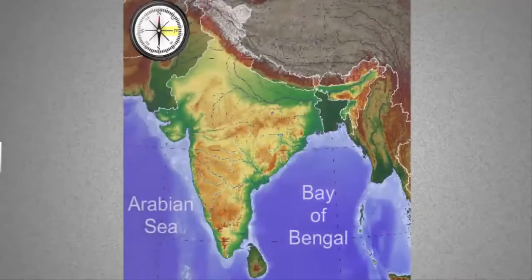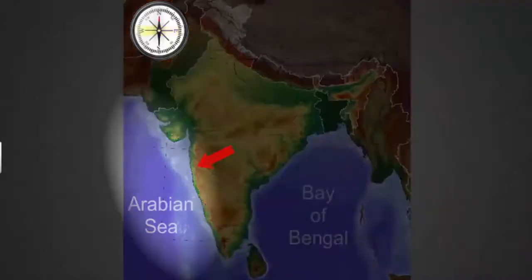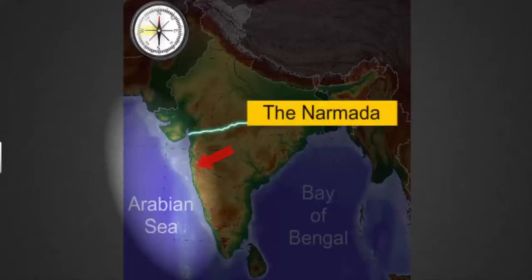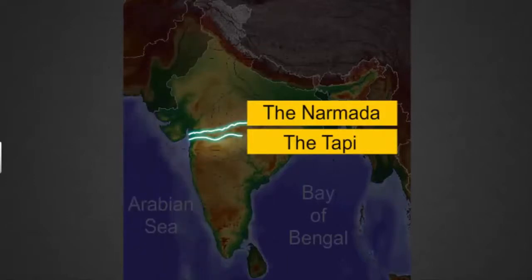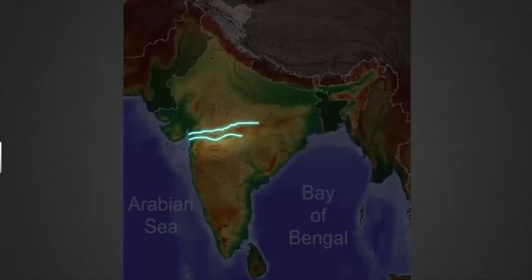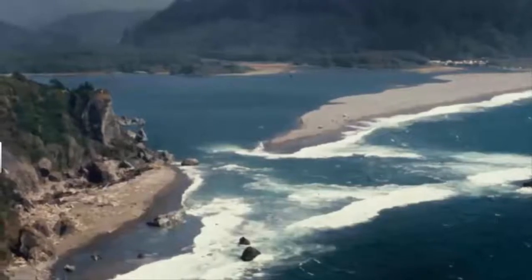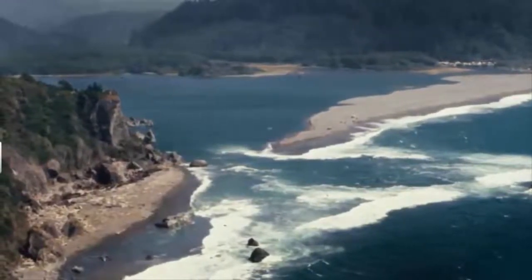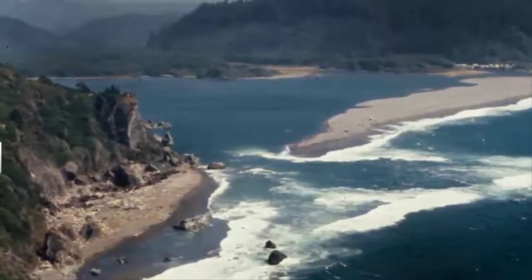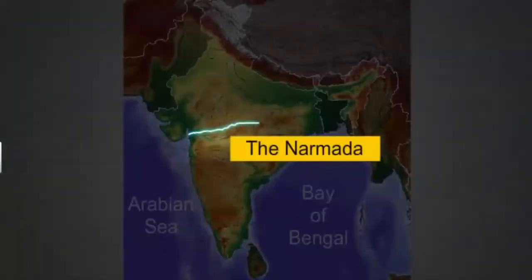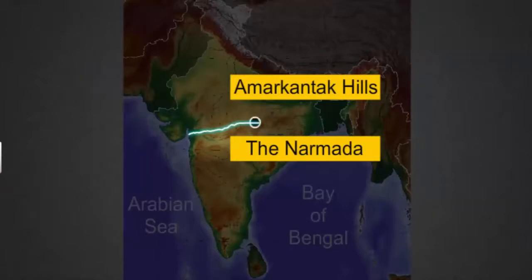On the other hand, the two major rivers that flow westward and drain into the Arabian Sea are the Narmada and the Tapi. Both these rivers also form estuaries along the western coast. Estuaries are coastal bodies of water formed by the ocean and have one or more rivers flowing into it. The Narmada originates in the Amarkantak Hills located in Madhya Pradesh from a small tank called the Narmada Kund.